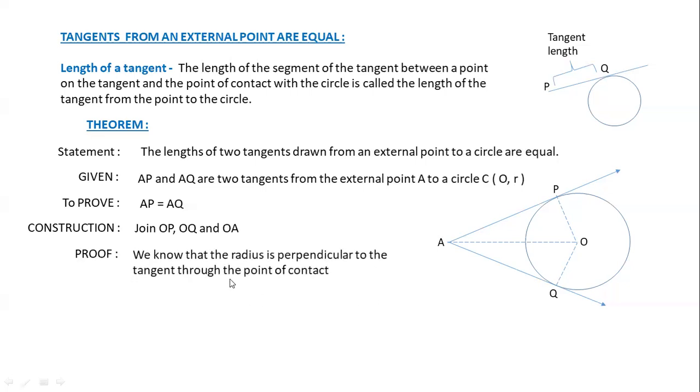Now to prove this, we know that the radius is perpendicular to the tangent through the point of contact. This is the radius and this is the tangent, so at this point of contact, the radius should be perpendicular. Because it's perpendicular, OP is perpendicular to AP and OQ is perpendicular to AQ. This implies that angles OPA and OQA are both equal to 90 degrees. It became 900 by mistake; it is 90 degrees. So this is your figure.